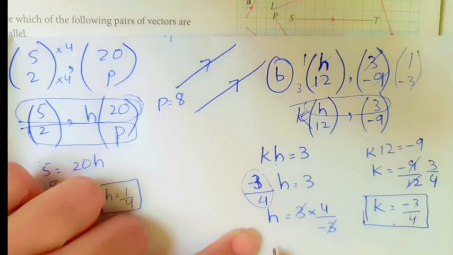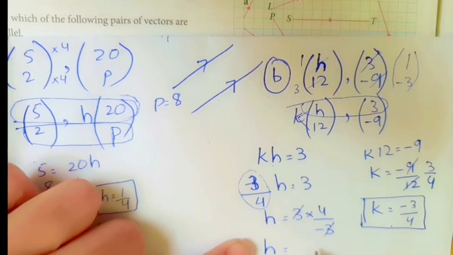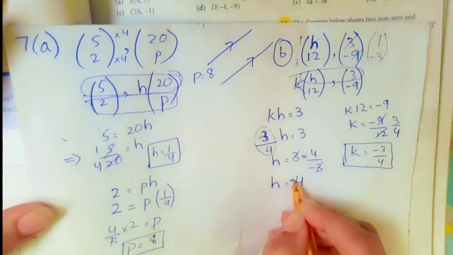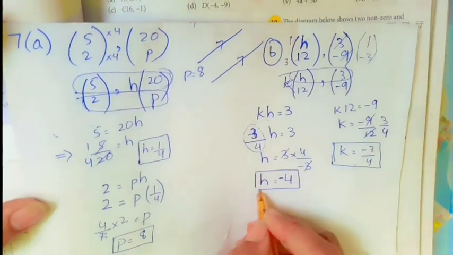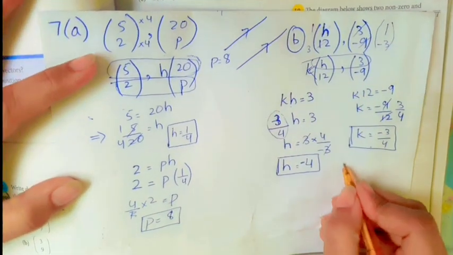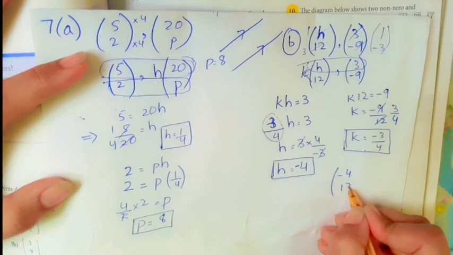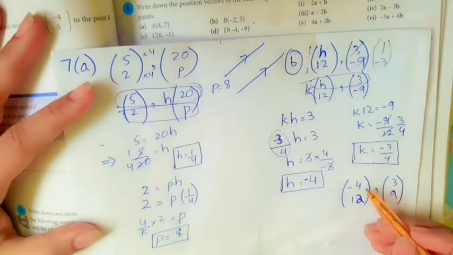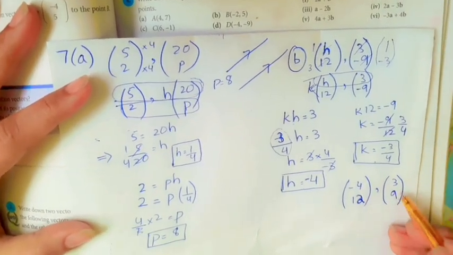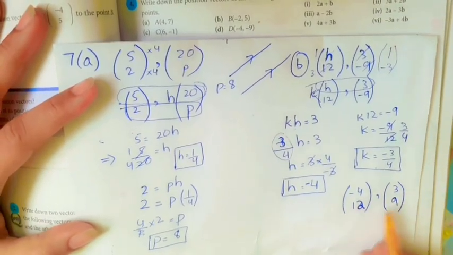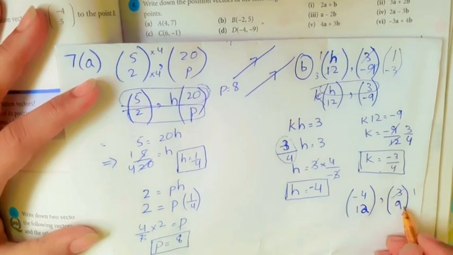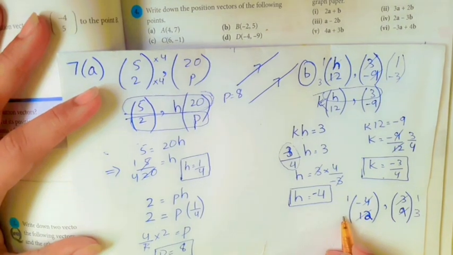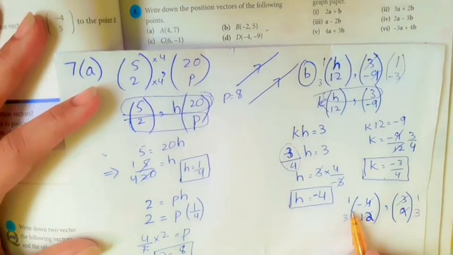So 3 and 3 would be cancelled. So the value of h is 4, and the minus sign would be shifted over here, so h is equal to -4. Now if we write -4 and 12, 3 and -9, both are parallel because if we simplify, 3 times 1 is 3, 3 times 3 is 9, 4 times 1 is 4 and 4 times 3 is 12. So the answer would be the same.